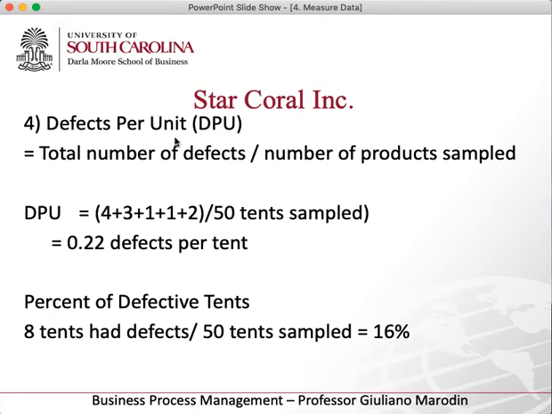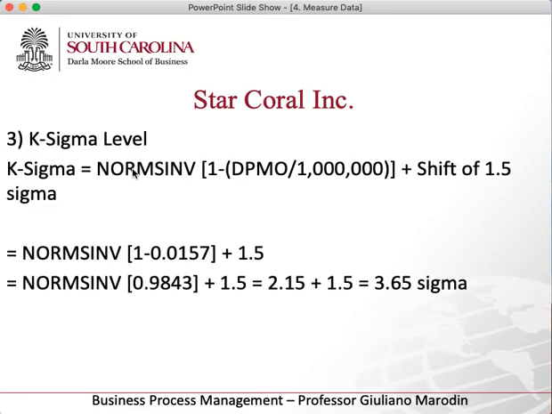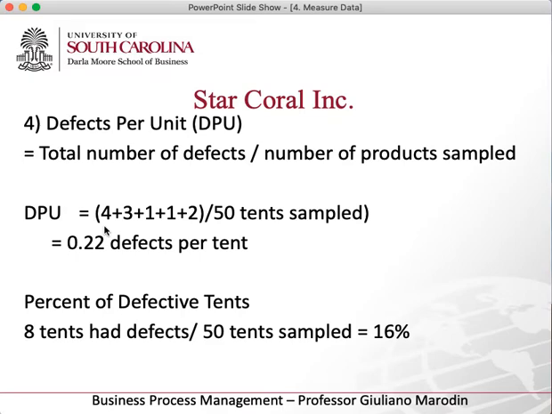Okay? Finally, I put everything in one video. It is the defects per unit. Okay, so you calculate it by taking the total number of defects divided by the tents sampled. So we have 50. We collected data from 50 tents. We had 11 defects, right? That's the number we calculated at the beginning there. So we have, on average, 0.22 defects per tent.